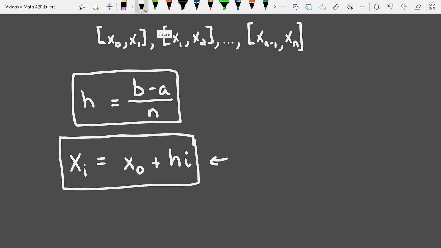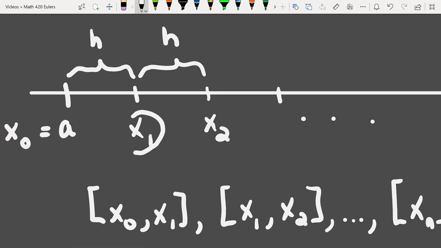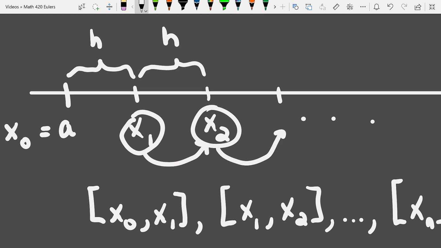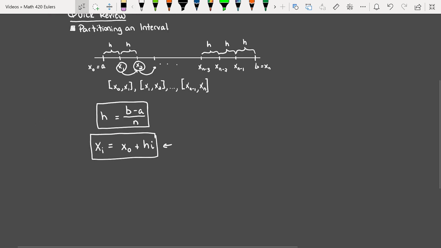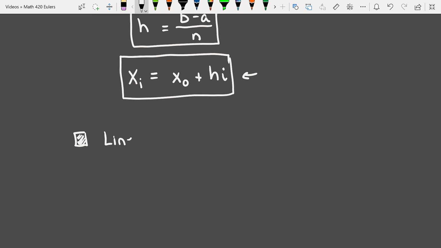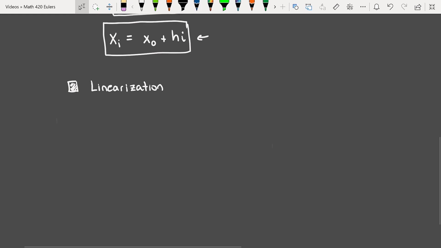You're just going to get to the next x sub i value by starting where you left off and adding h. And then you get to the next one after you're done working on that by adding h, and so on and so forth. The other piece that you need to know as a review from your Calc 1 course is the concept of linearization. And this concept often is taught probably about 2/3 of the way through a course in differential calculus.